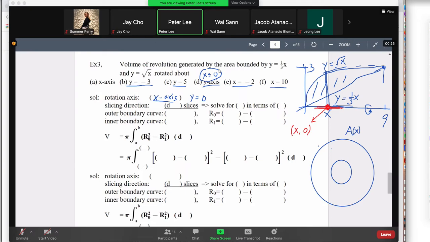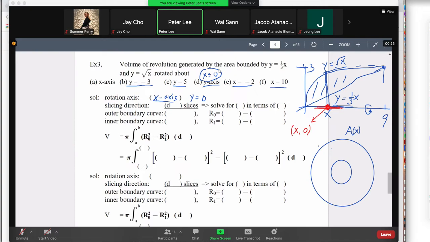So the main axis is the x-axis. That means we'll be cutting into slices perpendicular to the x-axis. And so the slicing direction is now dx. So what is A of x? A of x turns out to be 4 minus x squared, 4 minus x squared, and then square. That will be our A of x.